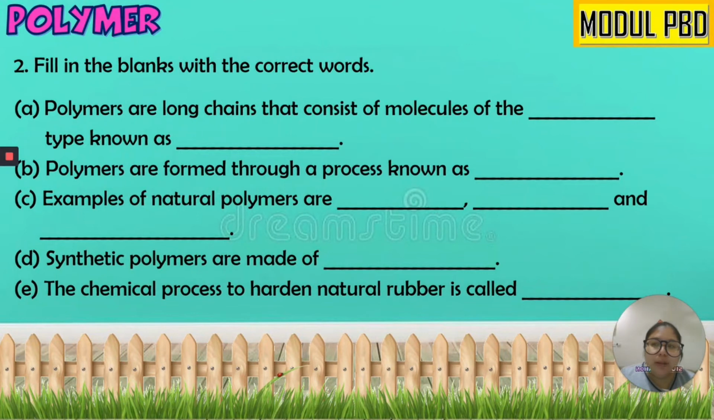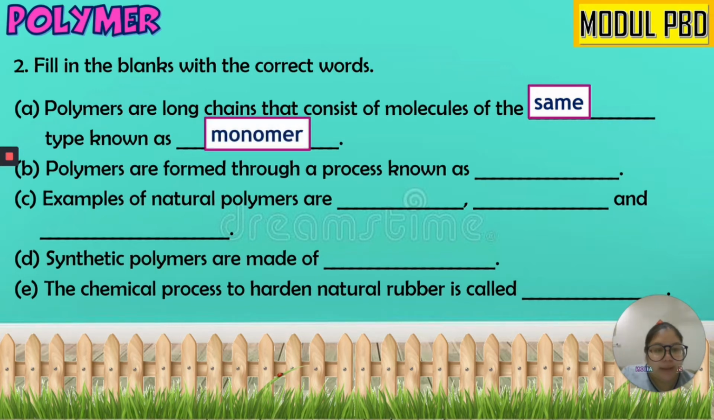Okay, now we go to polymer. Okay, question number 2, polymer fill in the blank. Okay, first one, polymers are long chains. They consist of molecules of the same kind. They join together with the molecules, and the molecules must be the same, then we call it a monomer. Okay, monomer is simple. Polymer is complex.